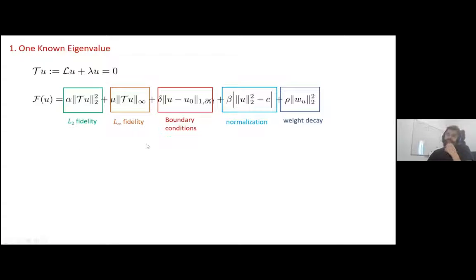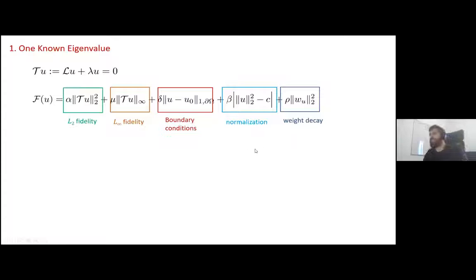The loss function has several parts. The first part is just using the fidelity of Tu, right? We want the operator on the function to be equal to 0. Now it's important we use L2 fidelity and L infinity. This L infinity is important in the proof of showing uniform convergence to a solution. Now, on the boundary points, we use just an L1 penalty for the boundary conditions.